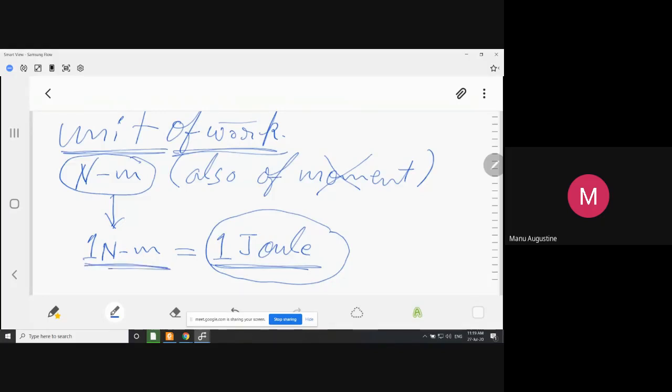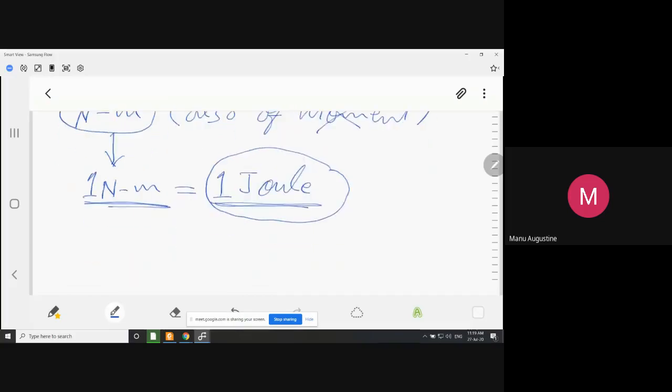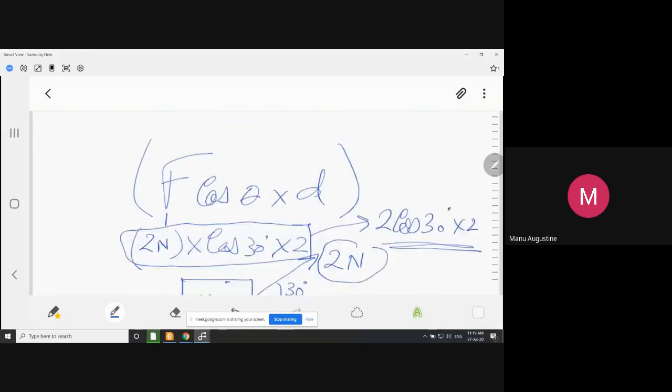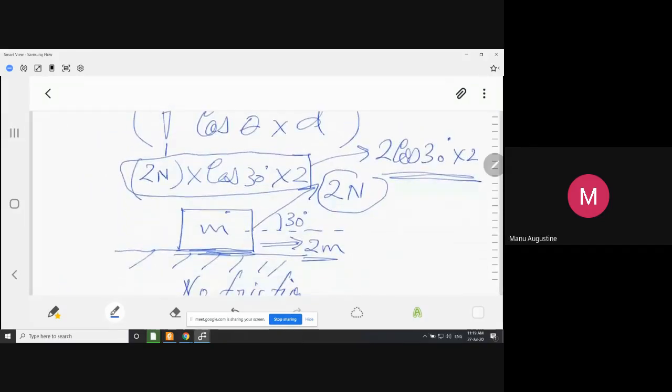So this you have to remember now. And the abbreviation for joule is simply capital J. So instead of 1 Newton meter, you can write 1 J. This is the concept of work. Now, why did you have to take a product of cos 30 here?